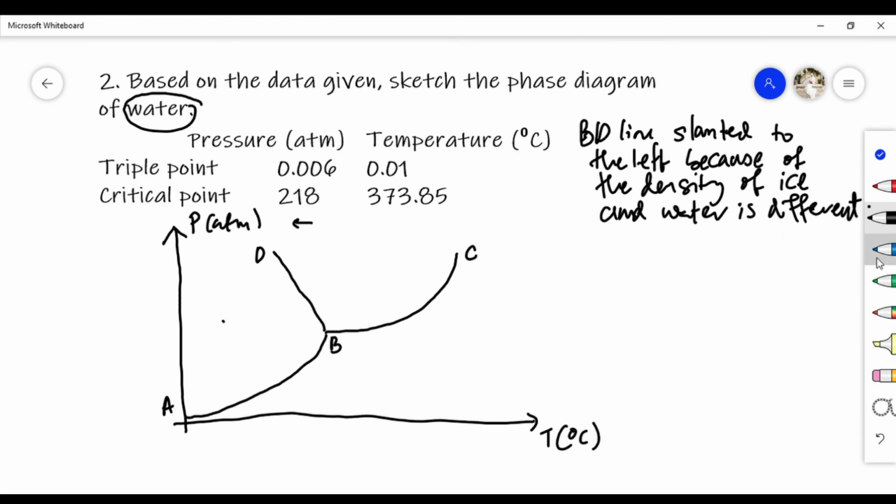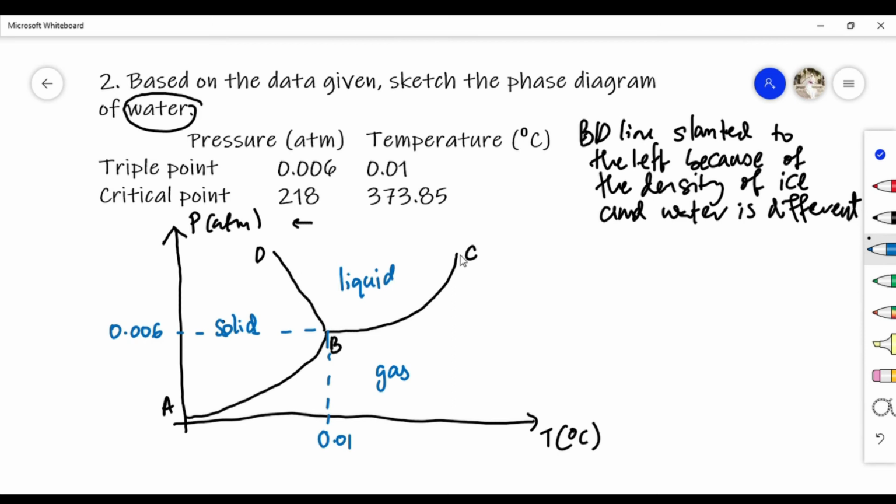So we have here solid, kat sini kita ada liquid, kat sini kita ada gas. Okay. And then apa yang kita kena label kat sini? Triple point and critical point. Don't forget about that. So triple point dia dekat sini is at point B. So kita ada triple point pressure, temperature 0.01 degree Celsius, and then dia punya pressure is 0.006 atm. So at triple point ni dia sangat-sangatlah rendah dia punya tekanan dan dia punya suhu.